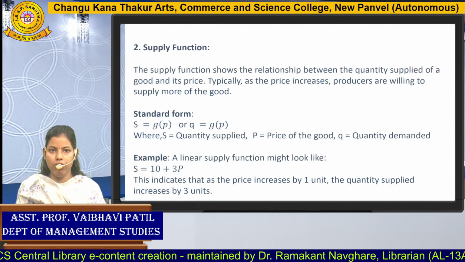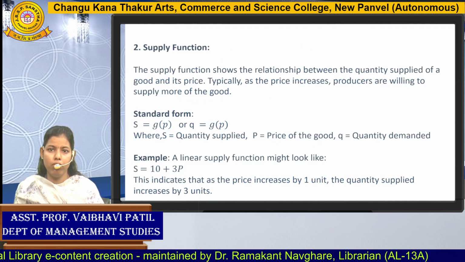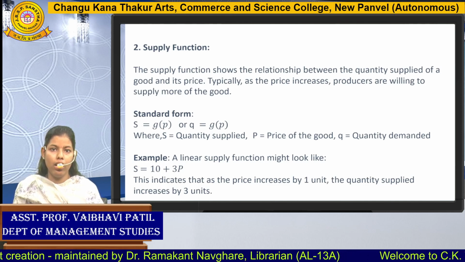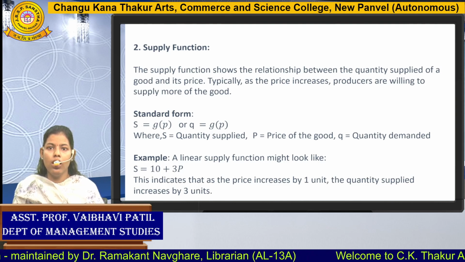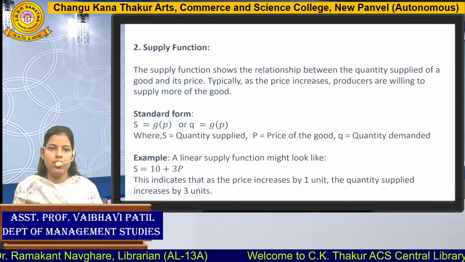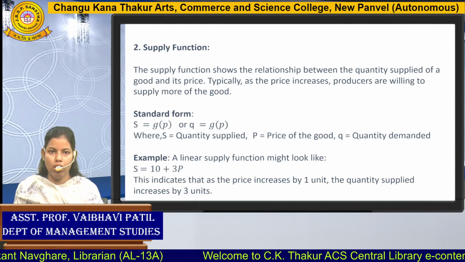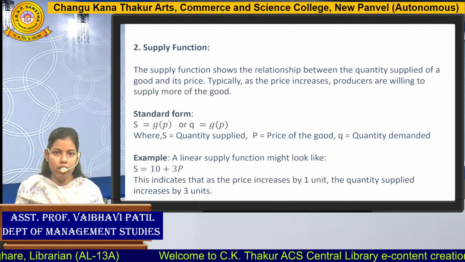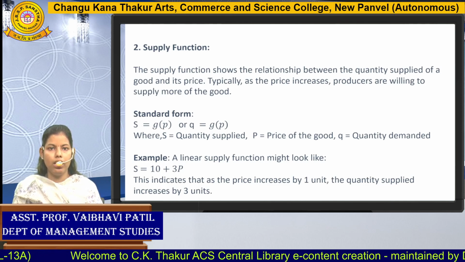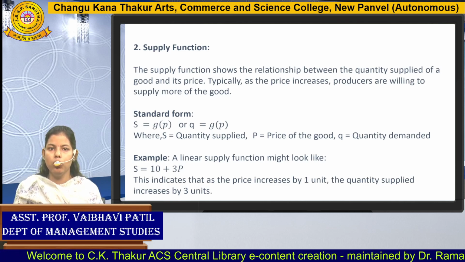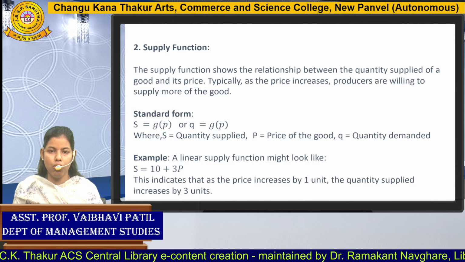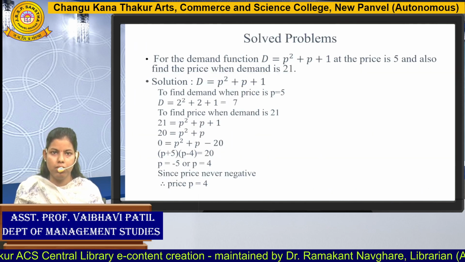Second function is the supply function. The supply function shows the relation between the quantity supplied of a good and its price. Typically, as the price increases, producers are willing to supply more of the goods. The standard form of the supply function is S equal to g(p), or Q equal to g(p), where S is the quantity supplied and p is the price of the good. For example, a linear supply function might look like S equal to 10 plus 3p. That indicates that if the price increases by 1 unit, the quantity supplied increases by 3 units.